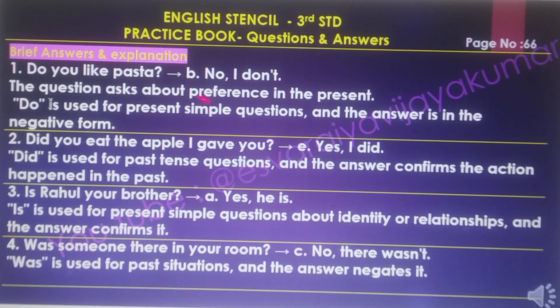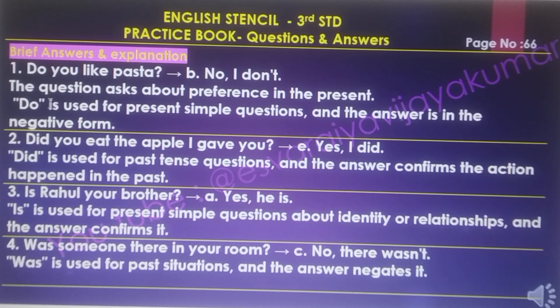These questions ask about preference in the present. Do is used for simple present questions and the answer is in the negative form. Did you eat the apple I gave you? The answer is yes, I did. Did is used for past tense questions and the answer confirms the action happened in the past.